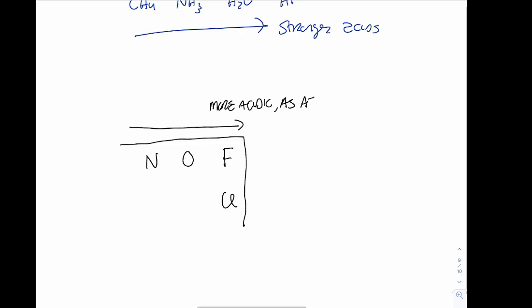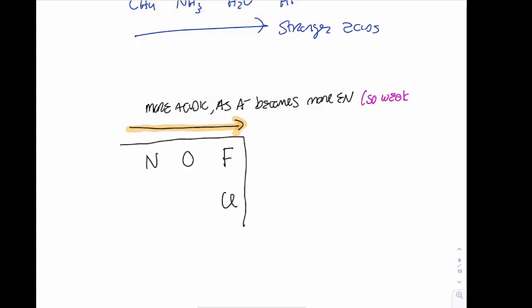As A minus, right? Just assuming a generic HA binary acid. So more acidic as A minus becomes more electronegative. And I'm going to run out of room, so we're just going to move this over a little bit. As I go in this direction of the periodic table, from left to right, it's becoming more acidic as that bond becomes weaker, right? A minus becomes more electronegative. So weaker HA bonds, right? It's more polar. The weaker the bond, the easier it is to break it.